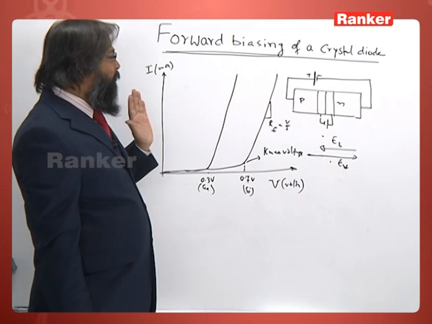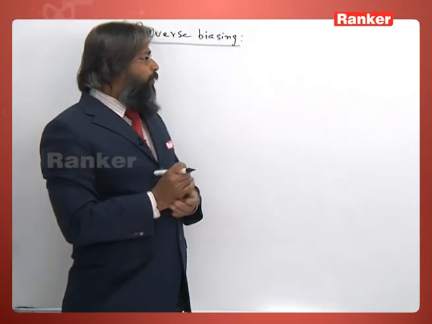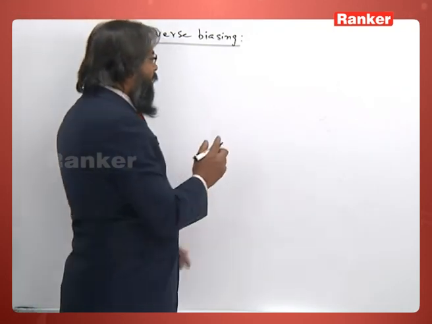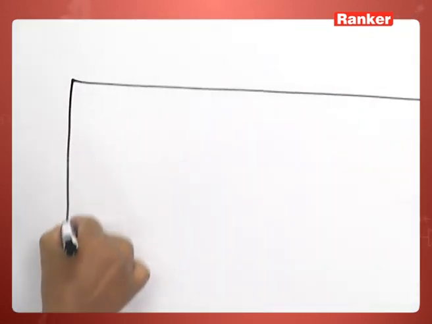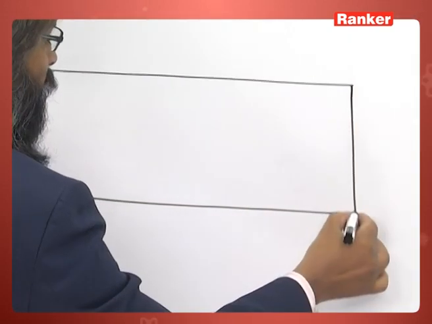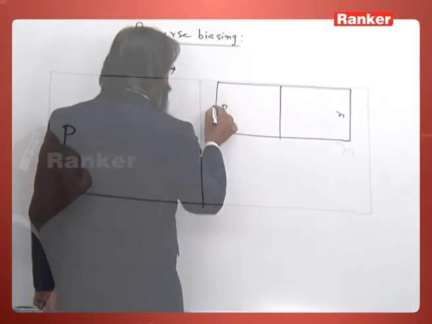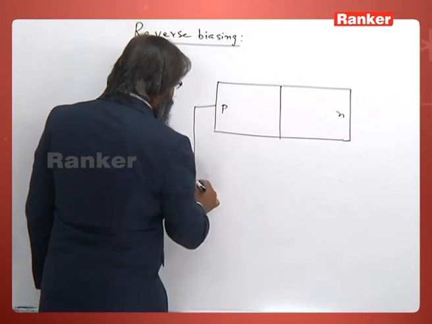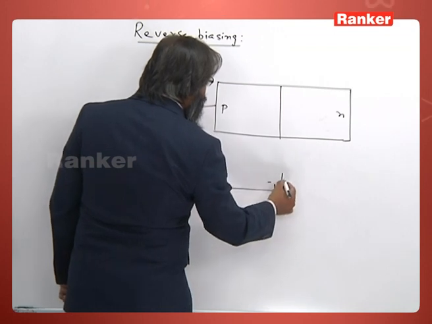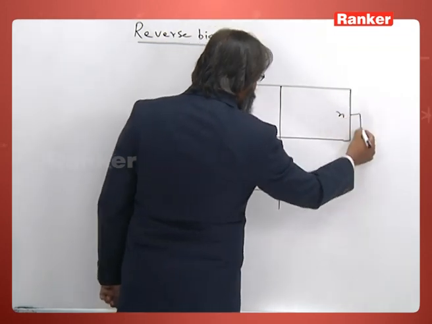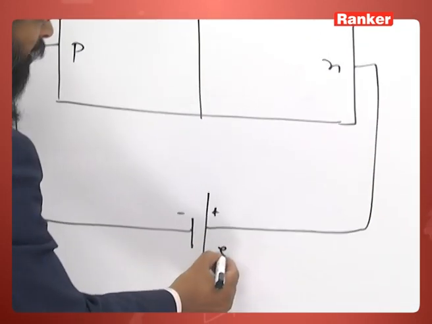This is how current varies in the forward biased crystal diode. Now, come to the reverse biasing case. In reverse biasing, this is our crystal diode, this is the junction, and we have P type and N type. What we do, we connect P type with the negative terminal and N type with the positive terminal of an external cell. This is an external cell.